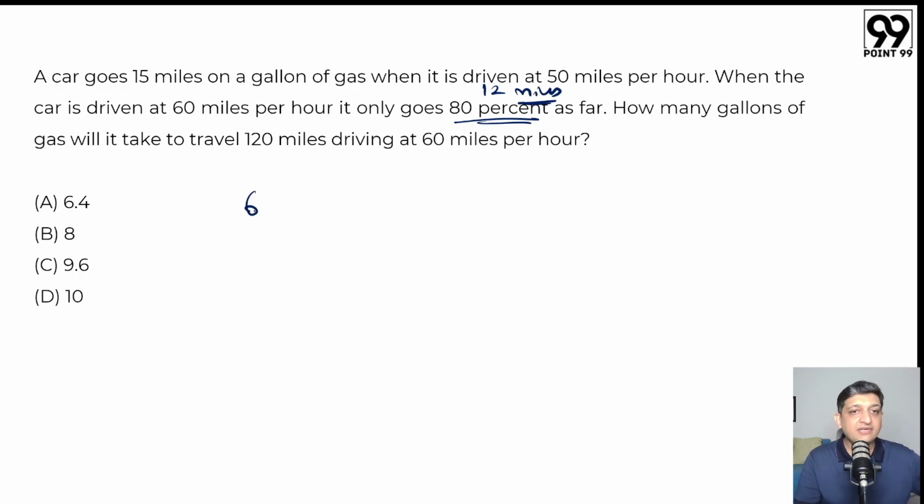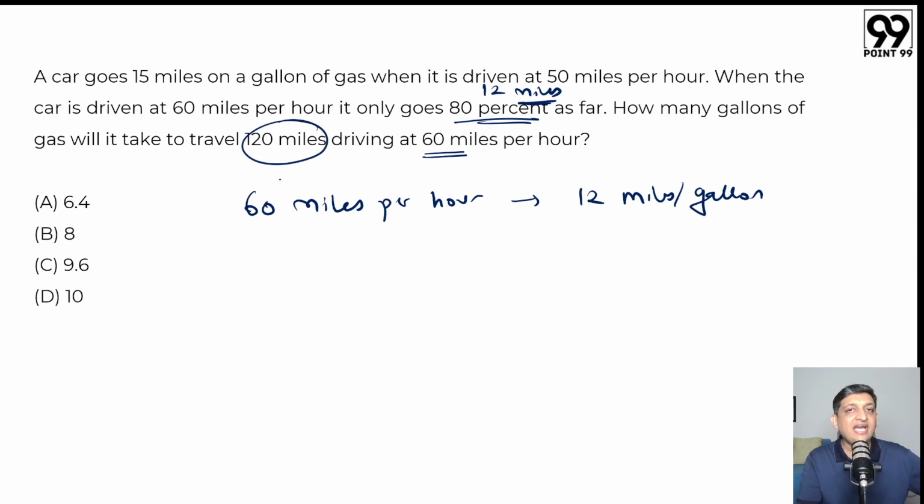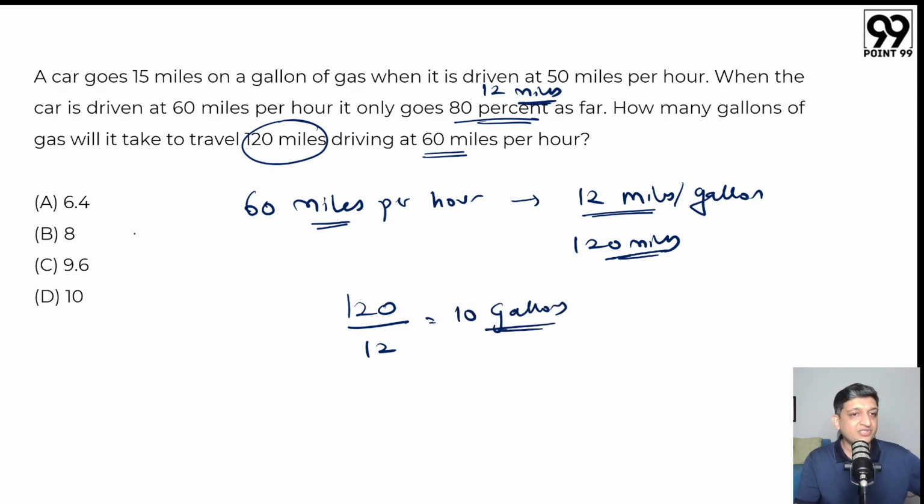So when the car is driven at a speed of 60 miles per hour, what will happen is it would have traveled 12 miles per gallon. That is the whole idea here. Now, if the car is again traveling at 60 miles per hour and it has to travel 120 miles, how many gallons of gas will it take? Very easy. Now, 60 miles per hour, 1 gallon gives me 12 miles, but I need 120 miles. So, how many gallons worth of fuel will I need? And the speed remains the same. 120 miles divided by 12 miles per gallon. That will give me 10 gallons as my answer. So the correct answer here is option D, that is 10.